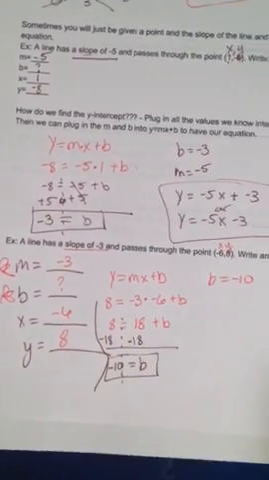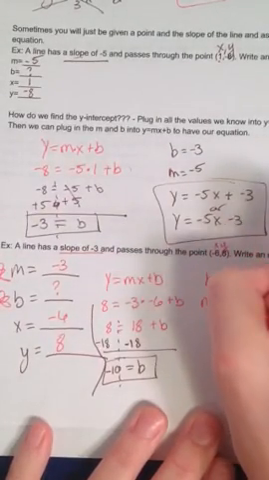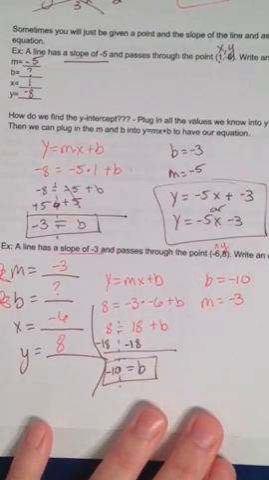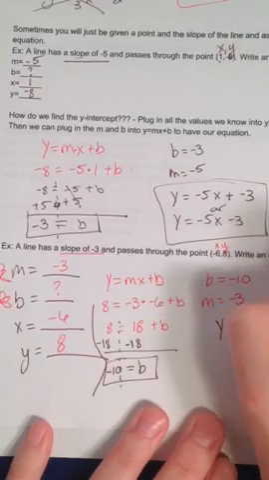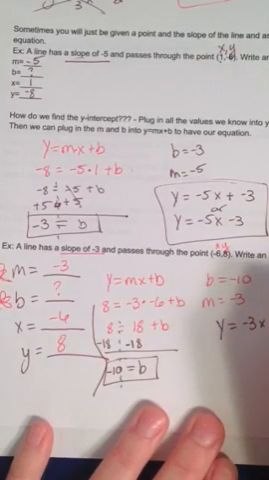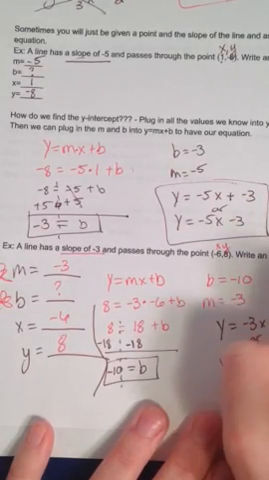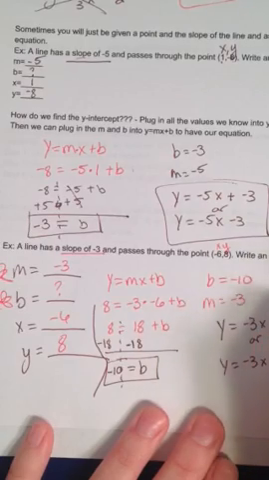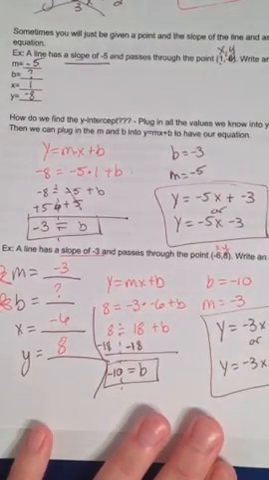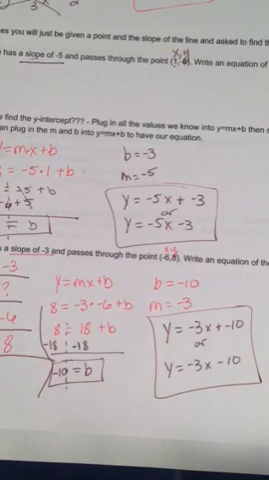Okay, so I'm going to write that over here. And then I already know from earlier that m equals -3. So I have y equals -3x plus -10, or y equals -3x minus 10. Okay, either would be acceptable. Sorry, you guys couldn't see that.